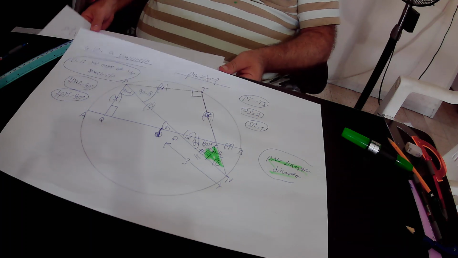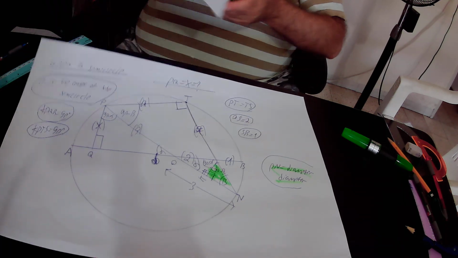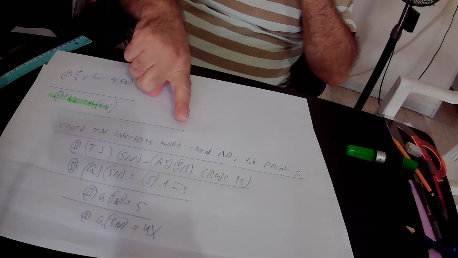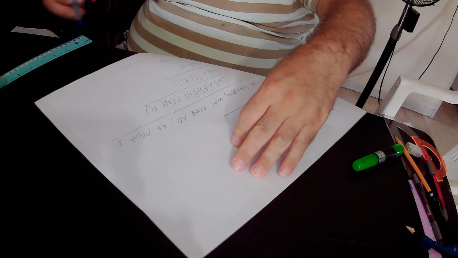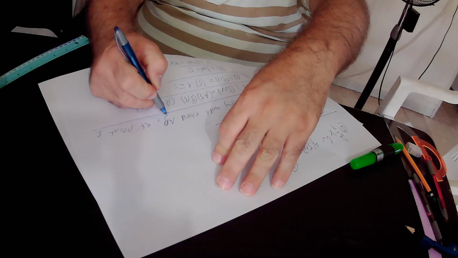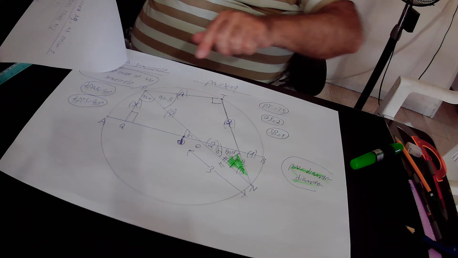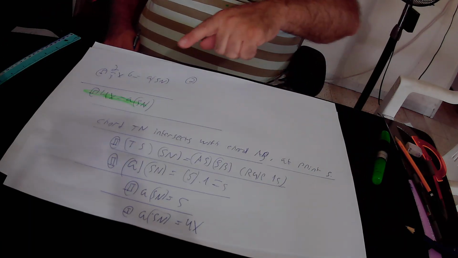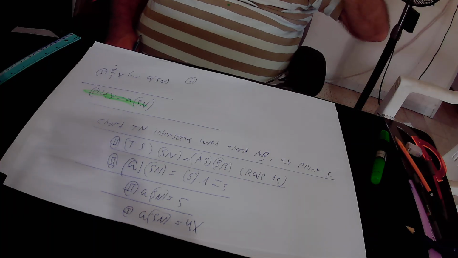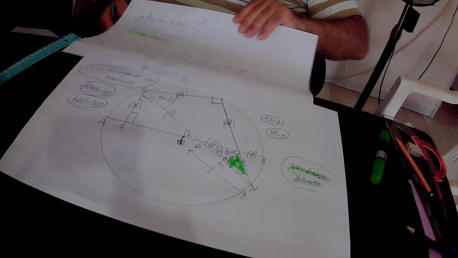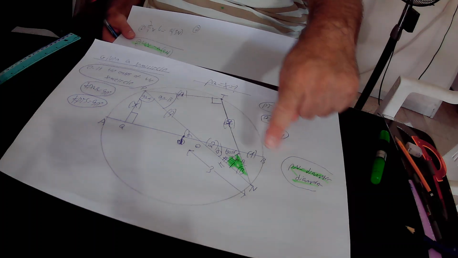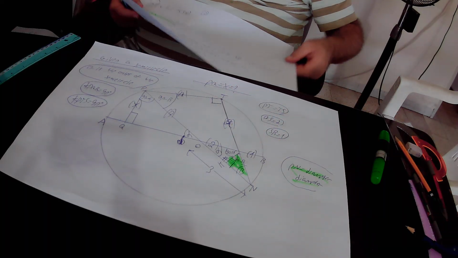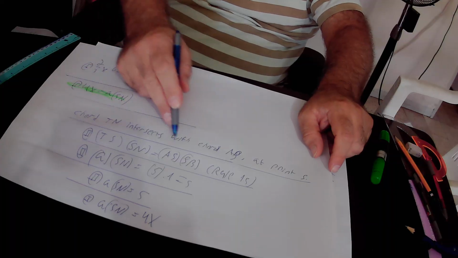Okay, open again. Now in drawing, we have chord TN that intersects with chord AB at point S. Chord TN intersects with chord AB at point S. So according to rule 15, TS times SN equals AS times SB. Again, TS times SN equals AS times SB.